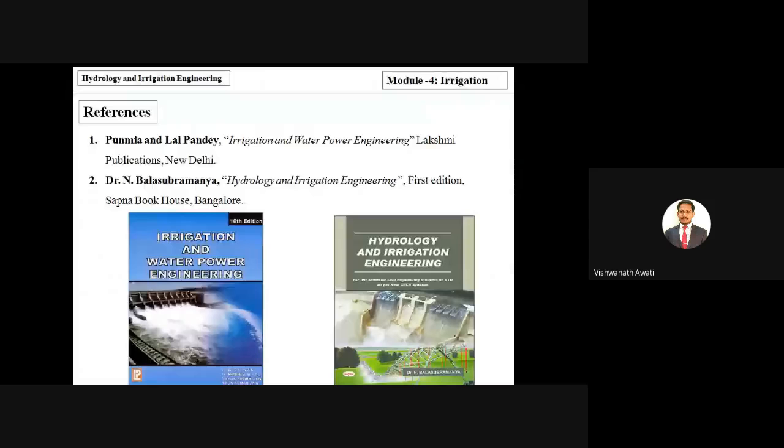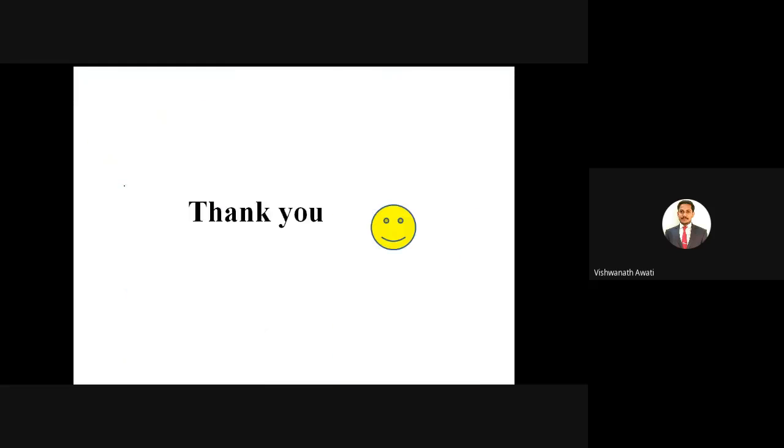For this I used the Punmiya textbook, Irrigation and Water Power Engineering, Laxmi Publications. You can see here it is a textbook. Its authors are B.C. Punmiya, Dr. Pandey B.L. Lal, Ashok Kumar Jain and Arun Kumar Jain. It is Irrigation and Water Power Engineering, right? And parallelly I used Dr. N. Balasubramanya's textbook. Right? Thank you.